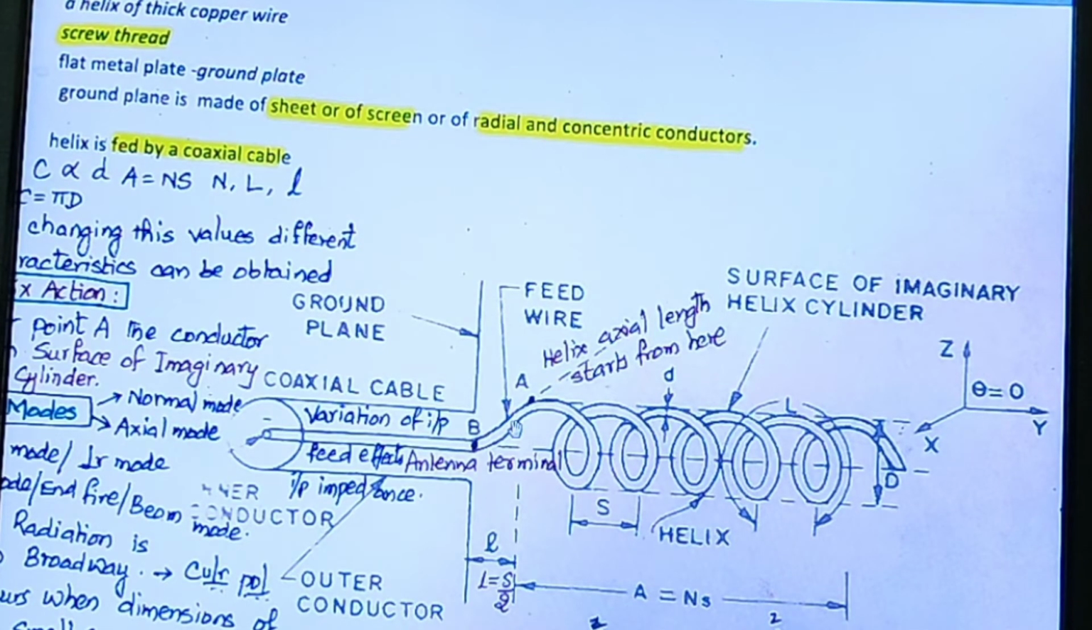Feed wire is given here. Now this is where the helix axial length starts from, point A. The helix axial length starts from here actually. And this is the antenna terminal, point B. Point B is at the antenna terminal. Now this is simply the geometry of the helical antenna.